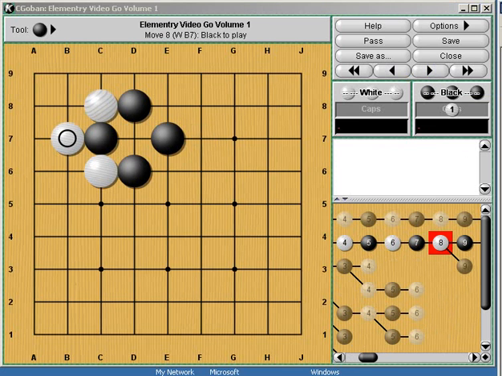As we saw in the previous life and death situation, it doesn't matter how many stones are surrounded. Any number of stones can be removed from the board if they don't have two eyes.